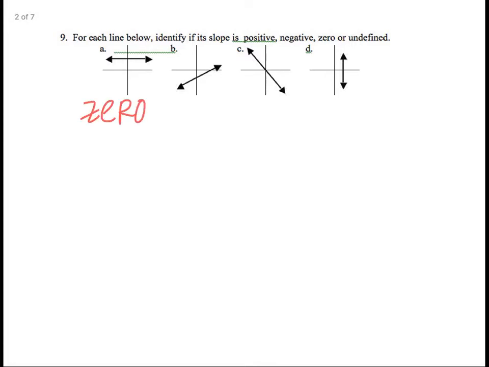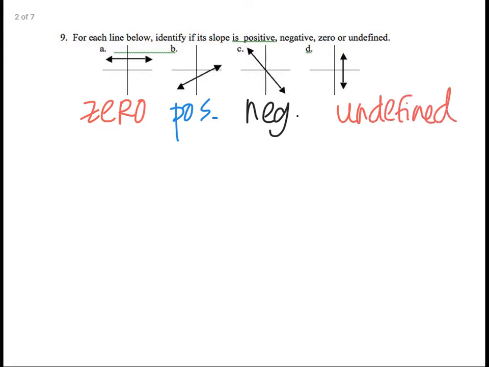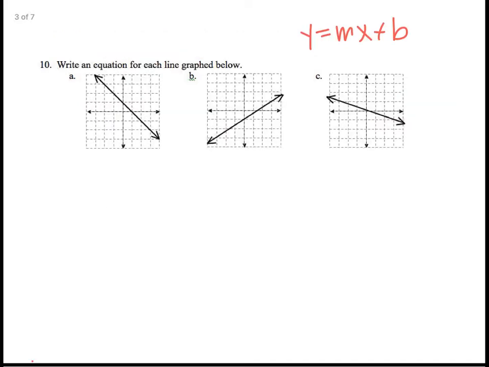It's my horizontal line. My next one, B, the line is going up from left to right, so that one is positive. C is going down from left to right, so it's negative. And then D is vertical, straight up and down, and I know that one is undefined. Remember, you have some things like Vuxhoy to help you remember your special slopes with being undefined and 0.